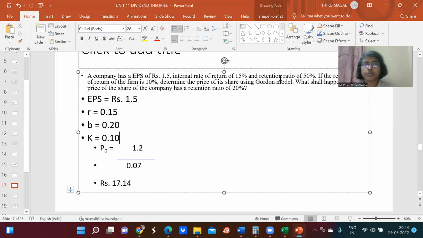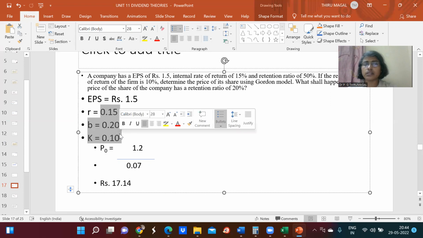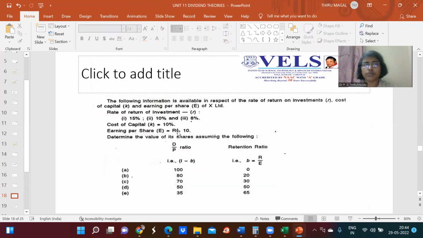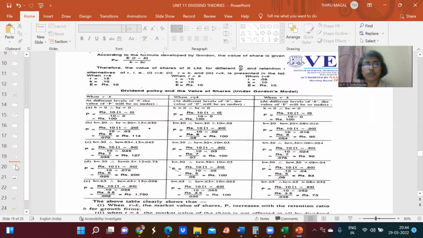Why? Because as per the first option, the retention ratio is 50, which means payout is also 50. But in the second case, retention is only 20, which means 80% they have paid as a dividend. So you can see here, this is a growth firm, R is greater than K. The optimum payout ratio should be 0%. But since they have paid more dividend, the share price is declining. Again, the dividend relevance theory is proved as far as this particular problem is concerned. So again, this is proved with the help of this problem also.